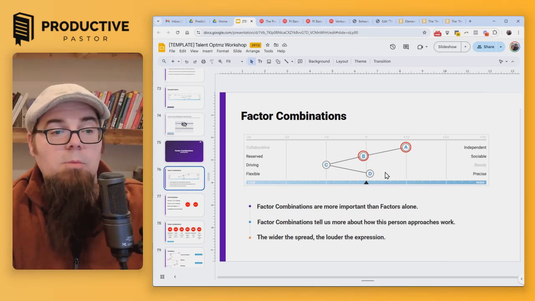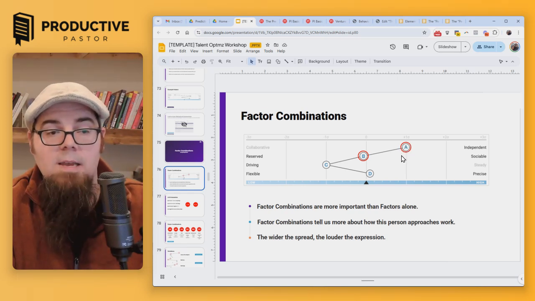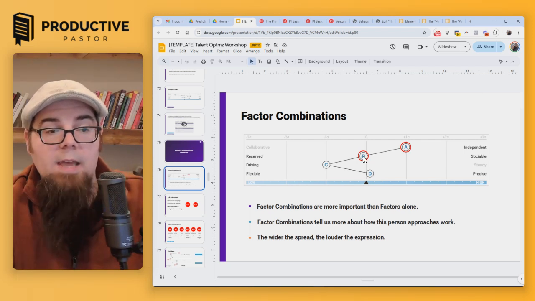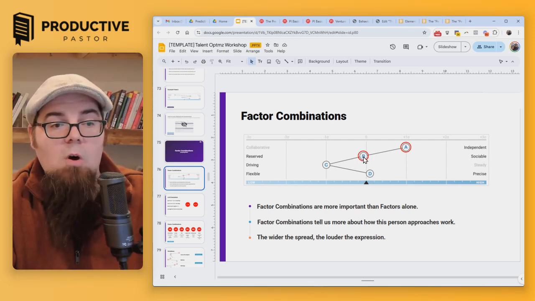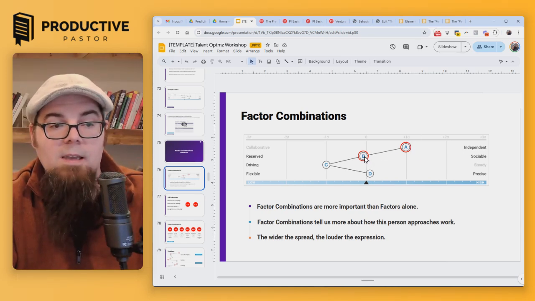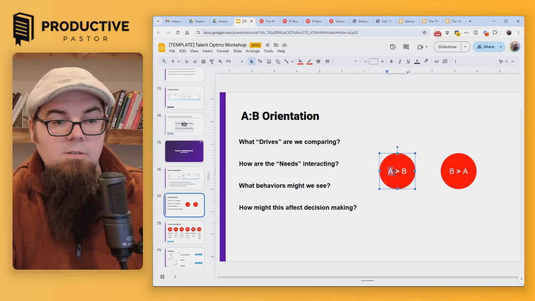So in this particular profile, if we were to put the A drive, or the drive for impact, against the drive for social interaction, we can see here that the A drive is always going to win over that need for social. The need for impact is always going to win over the need for social interaction, because it's stronger. It's on the plus side here. It's stronger than this drive for social interaction. And so what that will look like is here. The A drive is stronger than the B drive.